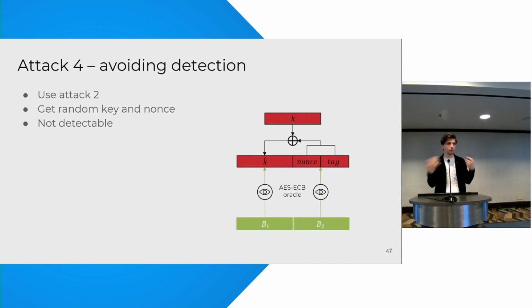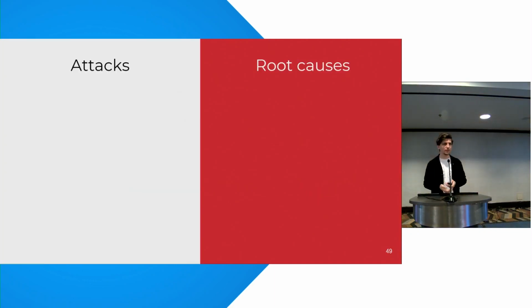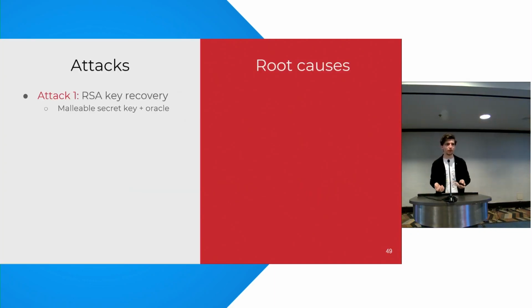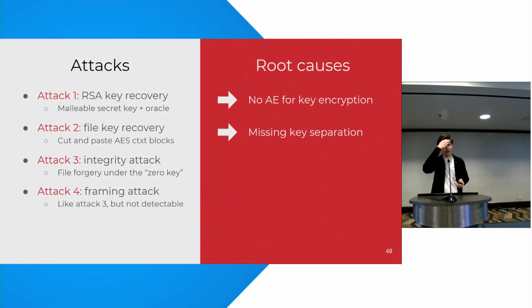So our fourth attack improves on this by using our second attack to decrypt arbitrary ciphertext blocks, and then with that obtain keys that are not distinguishable from the ones a normal client would use. So to summarize, we found 5 attacks where our first attack showed that a malicious cloud provider can recover the RSA secret key of a user by exploiting that Mega does not use authenticated encryption for securing the outsourced key material. Then our second attack allows an adversary to exploit the missing key separation to recover user file keys. Then we have 2 more attacks that underline that rolling your own crypto is dangerous.